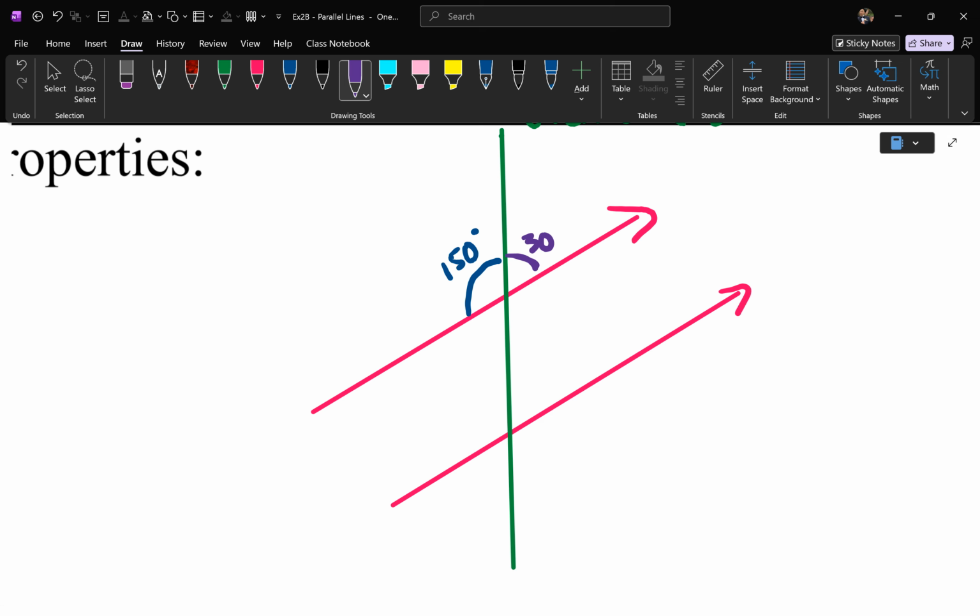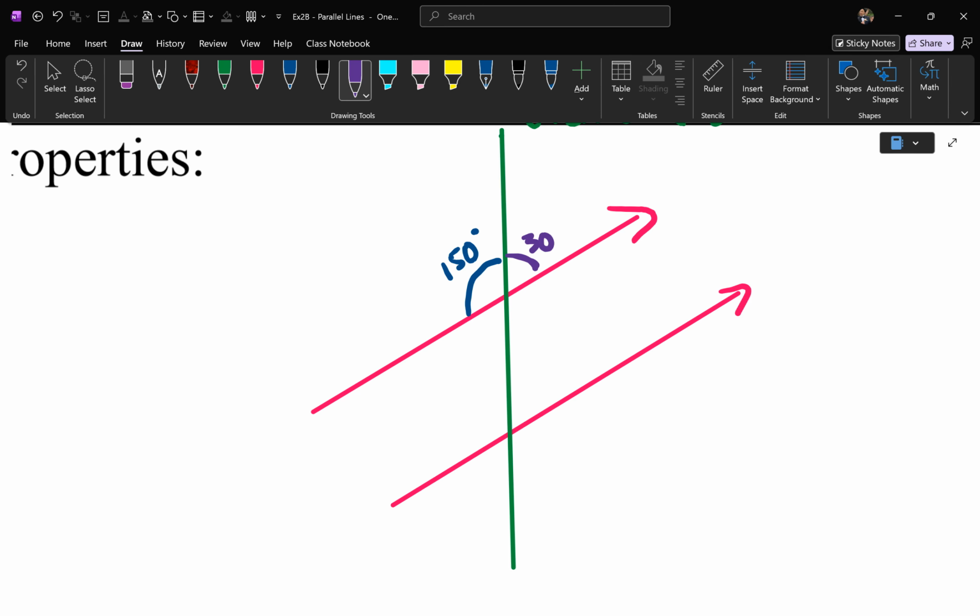Now, what's the special name for that? If it adds up to 180? Well, that's the angle, but it starts with S as well. When 2 angles add up to 180, we call it? Let me check my math. It's from 2A. Starts with S? S. Supplementary. Okay, so these 2 are supplementary.